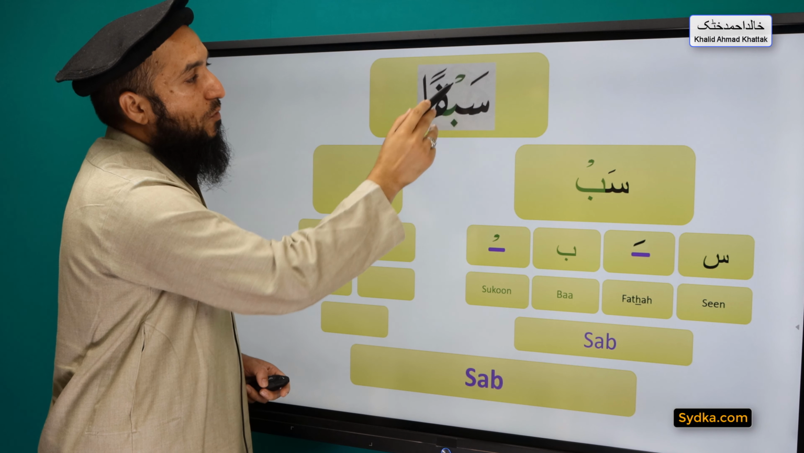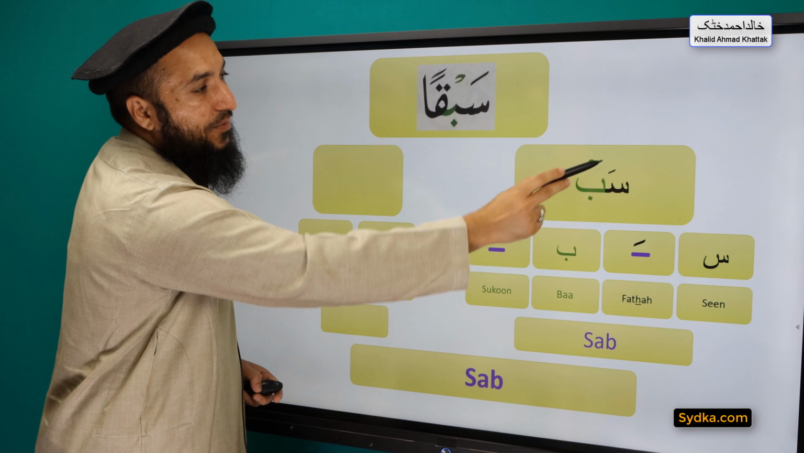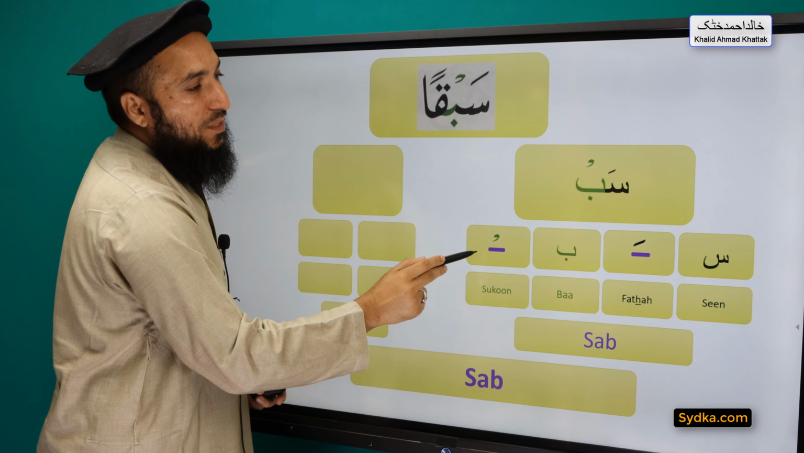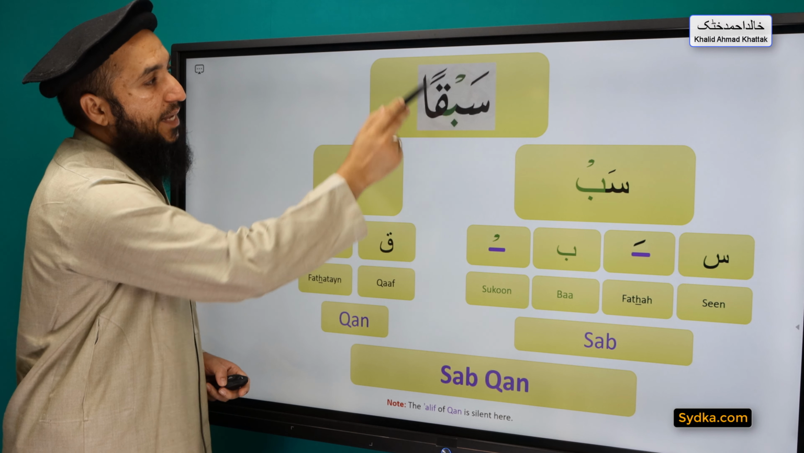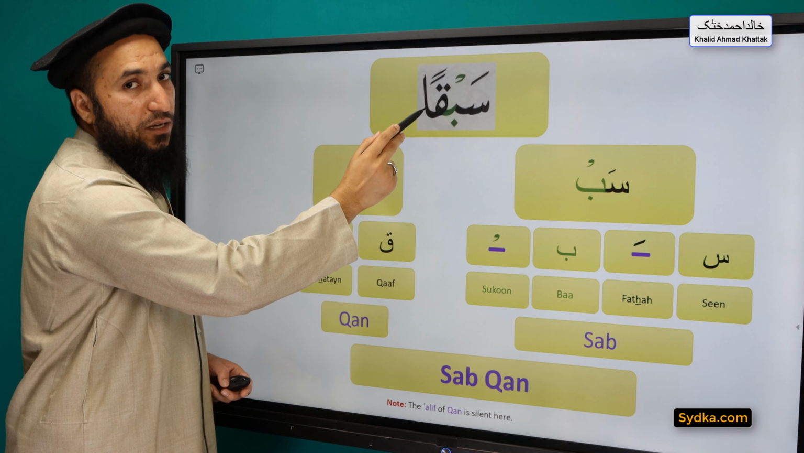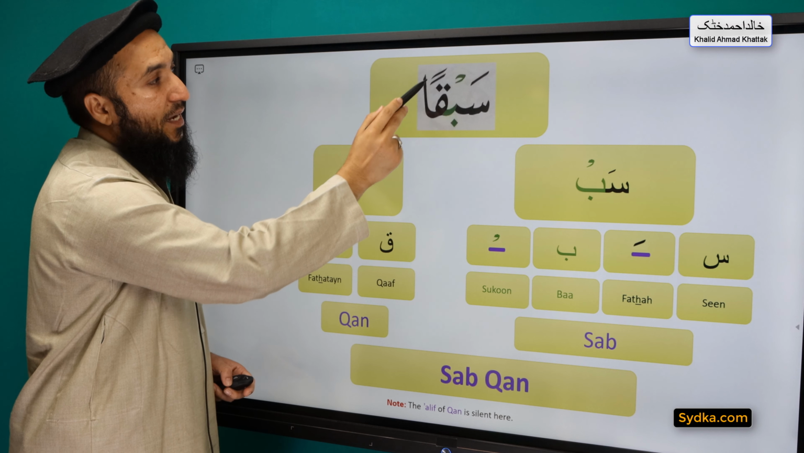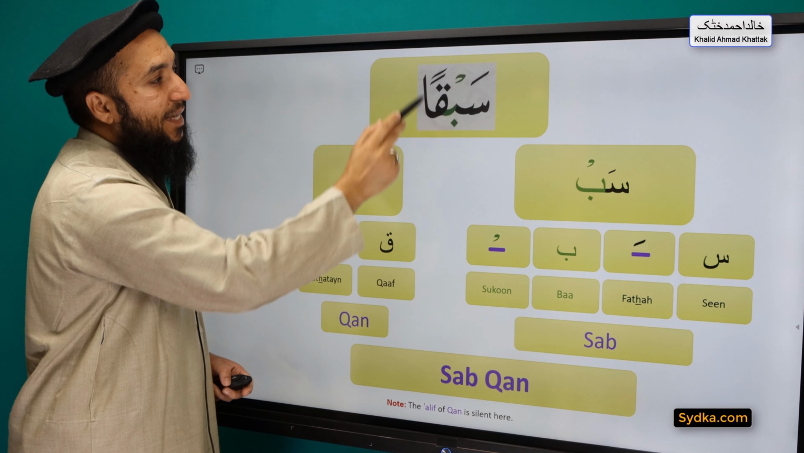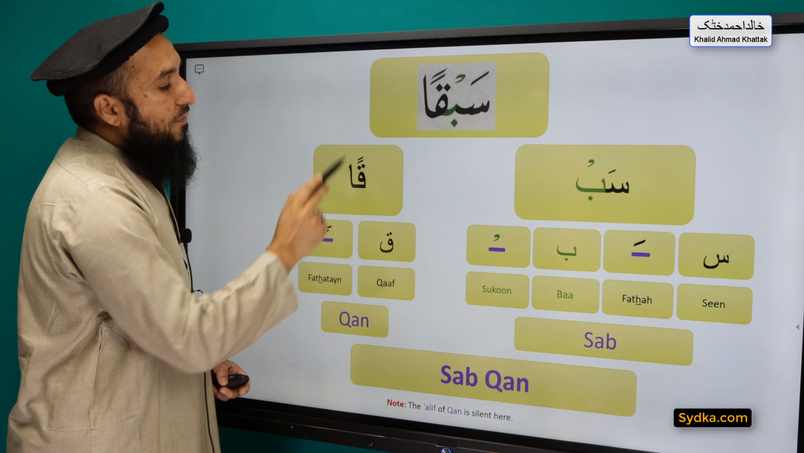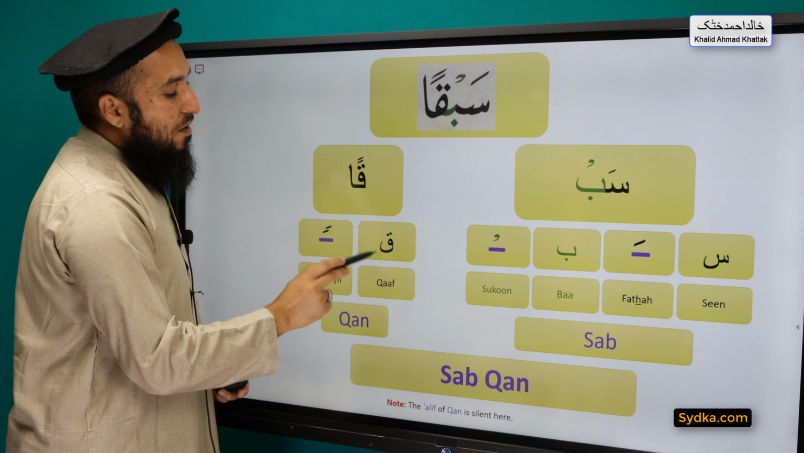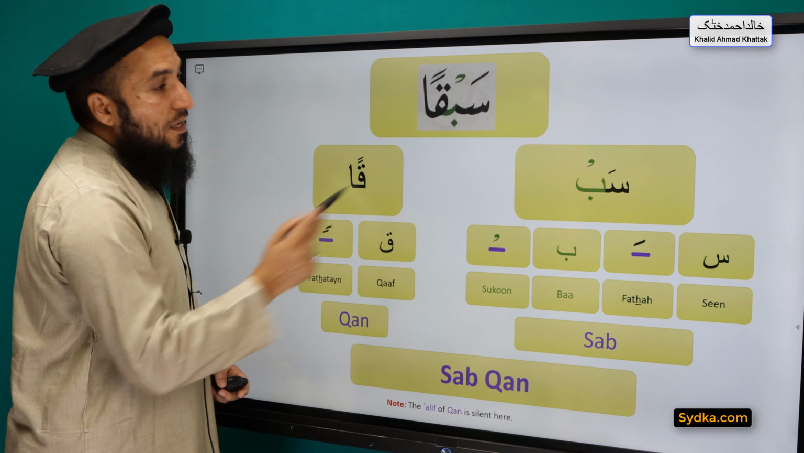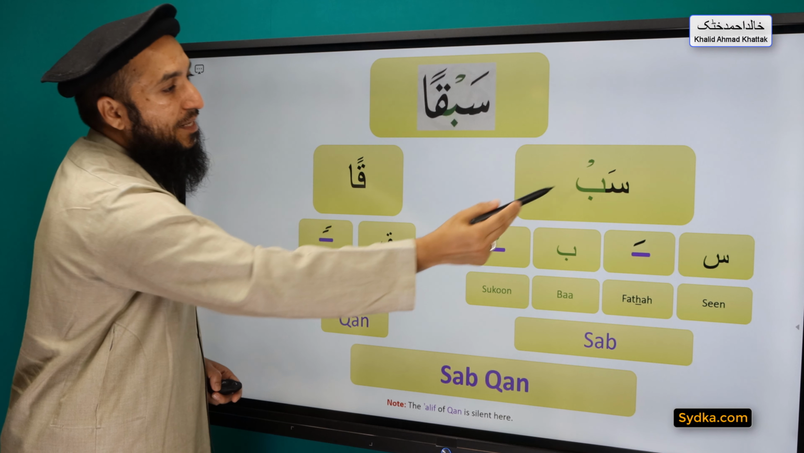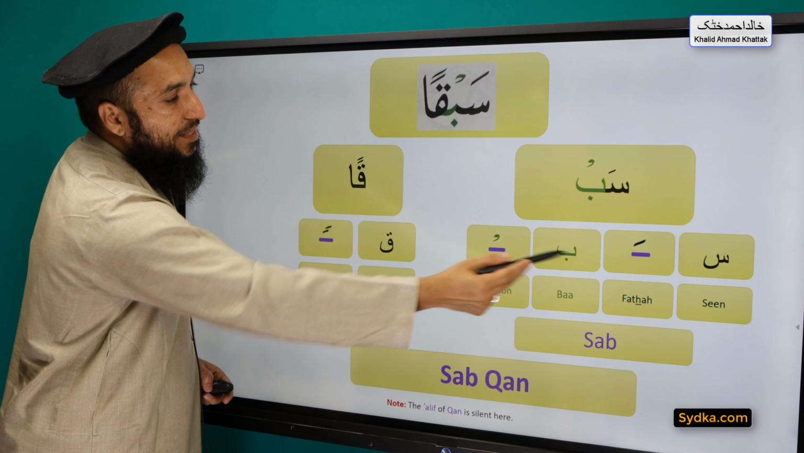Sin fatha ba sukun sab. The second syllable is qaf fathatain qan. Qaf is a heavy letter, it has fathatain on top of it, and this alif is silent. Qaf fathatain qan. Combining both syllables together, we have sabaqan.